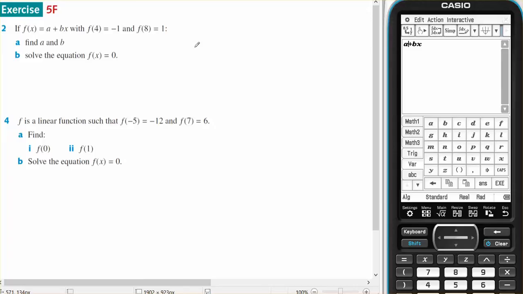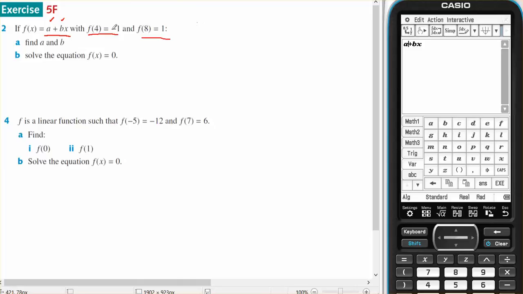This is for Year 11 Methods. It comes out of Chapter 5, 5F questions 2 and 4. If f of x equals this, I've been given two pieces of information, f of 4 equals -1 and f of 8 equals 1. I have two unknowns, so I'm thinking simultaneous equations.